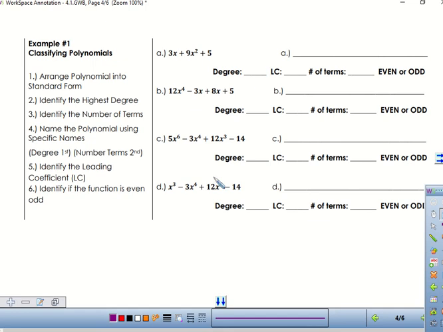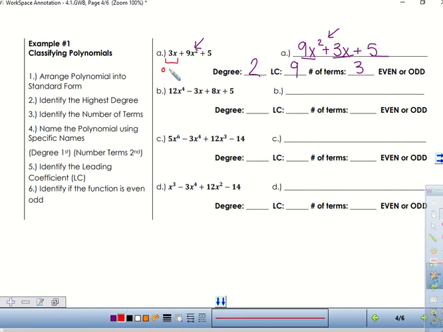All right, let's go ahead and classify some of these. First thing you want to do is you want to rewrite it in standard form. That means that the highest exponent has to come first, then the second highest, and the constant always comes last. The degree of this polynomial is determined by the highest exponent term, which is 2. The leading coefficient is the coefficient of that term, and the number of terms, 1, 2, 3. So terms are always separated by addition and subtraction, so that's how you can determine if something is a separate term. This particular one, we want to see if it's odd or even, or neither, of course.